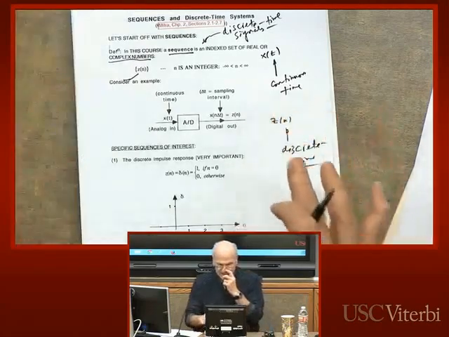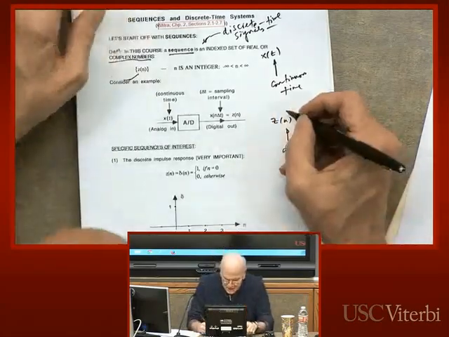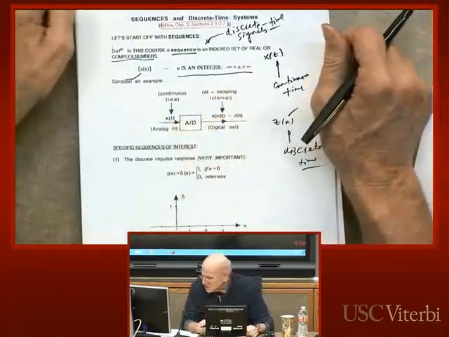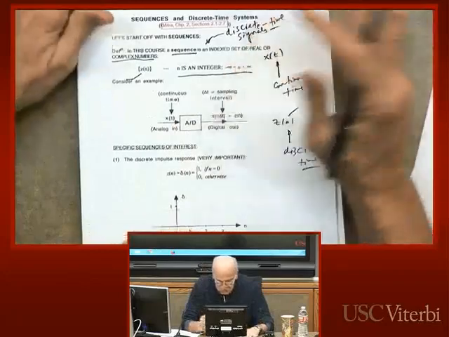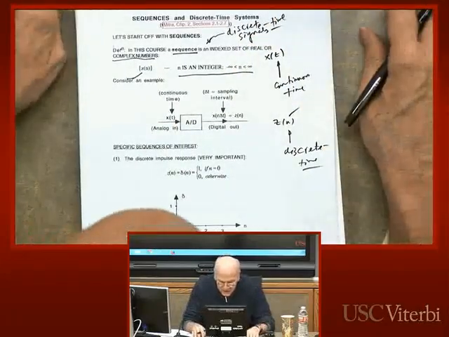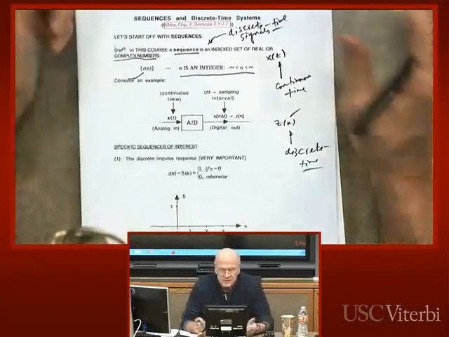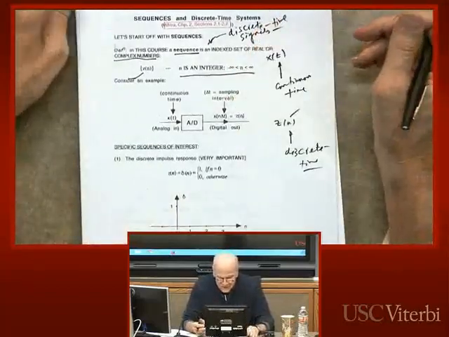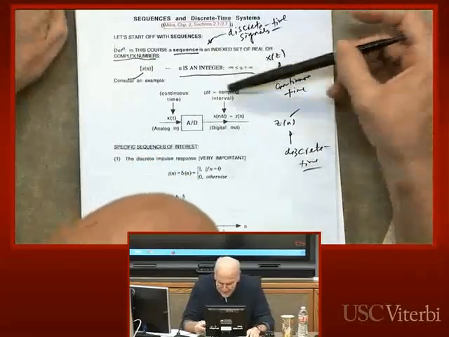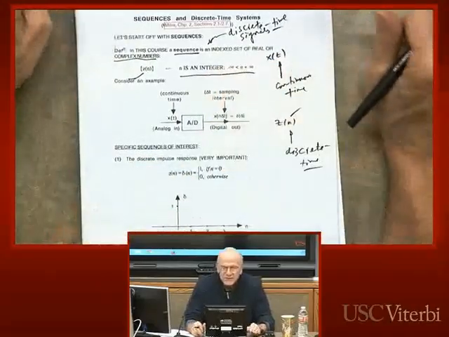So n, that's what I refer to as the index. N is an integer, okay? What is the range of the integer? Minus infinity to infinity, could be 0 to infinity, could be finite. Some signals later in the class we'll deal with are n is finite, just a snapshot. But whatever it is, it's an integer, and typically it's a continuous integer.